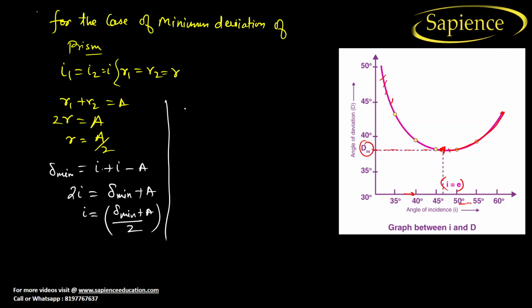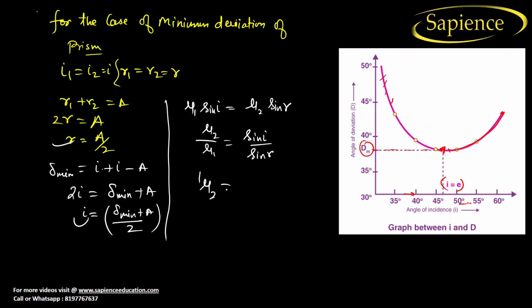Now as we know, mu 1 sin I is equal to mu 2 sin R. From here we can observe that mu 2 by mu 1 is equal to sin I by sin R. Now we have got I, we have got R, so just put them here. Finally we get mu 2 1 is equal to sin of delta minimum plus A by 2, divided by sin of A by 2. So this is the case of minimum deviation.